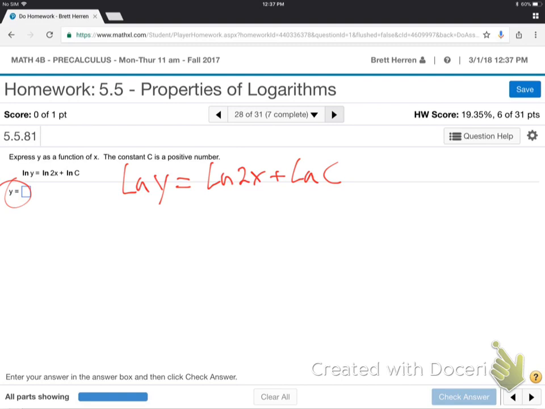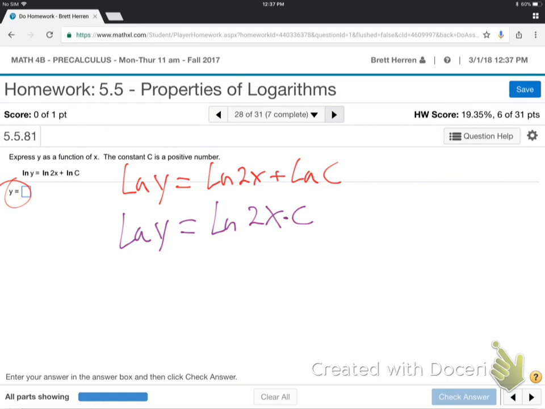So what am I going to do? I'm going to do a power. And what power? The bases have to match. What's the power? E, huh? Oh, actually, you know what? It'd be nice to combine those other two first. You don't have to. But remember, this is 2x times c, isn't it?